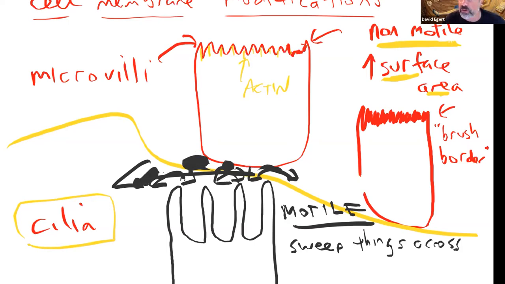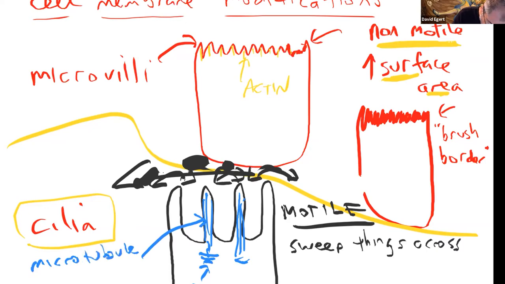The cytoskeletal structure is very different compared to microvilli. You'd imagine, because they move, it's got to be more complicated. So they have microtubules inside. There are these little things at the base called basal bodies. And then we have microtubules in here. And we have what's called the 9+2 arrangement of microtubules. Let me explain this. Let me get on a new page.